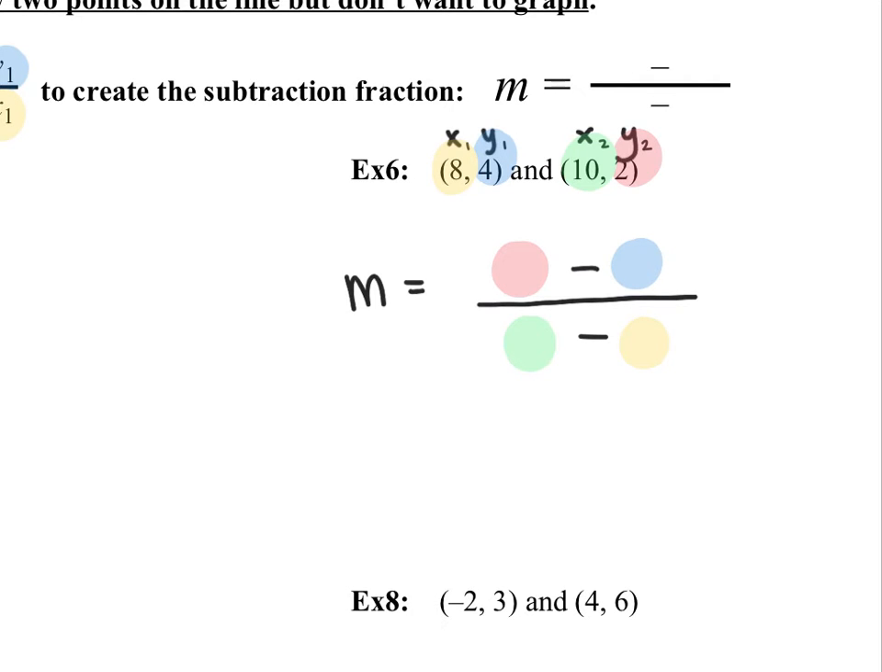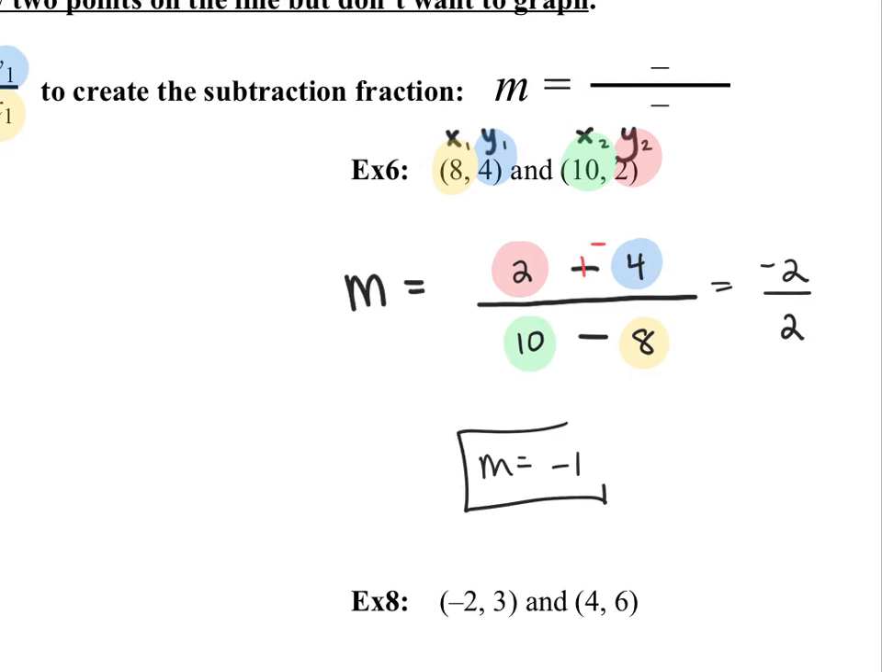And so now all I have to do is make sure I put the numbers in the right spots. So y2 is going to be 2, minus y1 is 4, x2 is 10, x1 is 8. And then I'm going to crunch the numbers. So 2 minus 4 is -2. If you find it more helpful, you can always do keep change opposite. And 10 minus 8 is 2. And so that means this is going to simplify to a slope of -1.